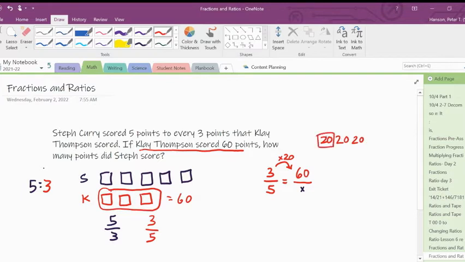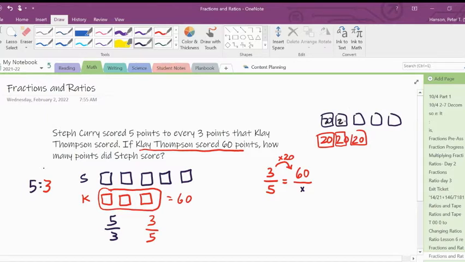It would be the same if I did the same thing up above with my 5. 1, 2, 3, 4, 5, I'd have 20 in each of them, 20, 20, 20, 20, 20, or 5 times 20 is going to get me over here to 100. So x has to equal 100. You would have 100 points. And I could see that these two would be equivalent. That 60/100 is equal to 3/5.